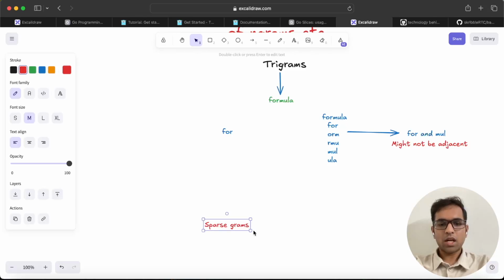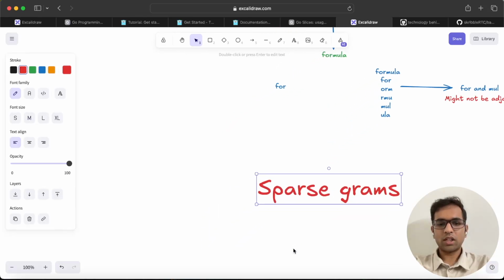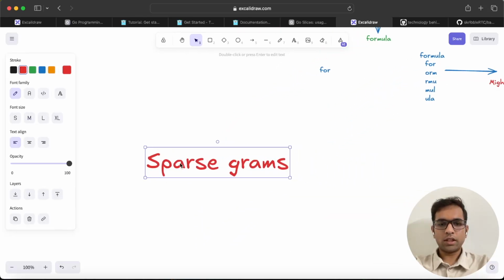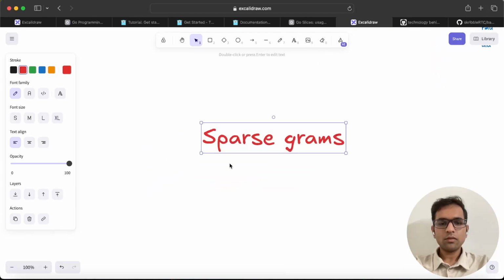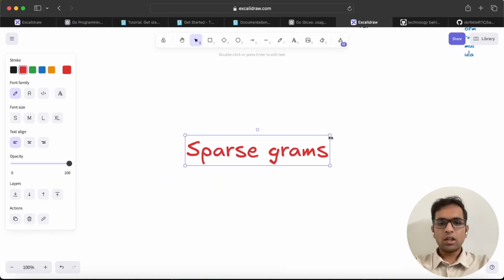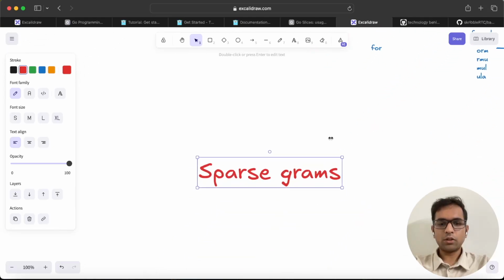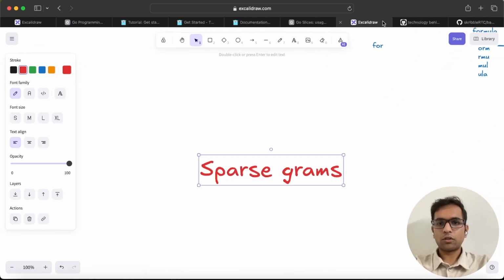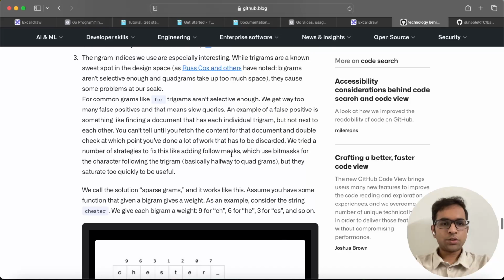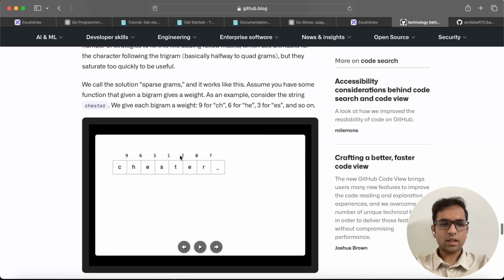So, what are these sparse grams? Sparse grams is something very interesting. In sparse grams, they don't rely on a trigram or anything of that sort. What they basically do is, let's say you have a word, and they've also given an example. With sparse grams, they have given an example of Chester. Let's take this up from here.